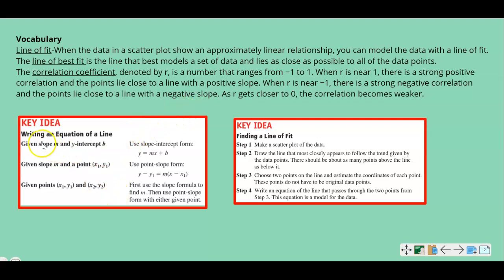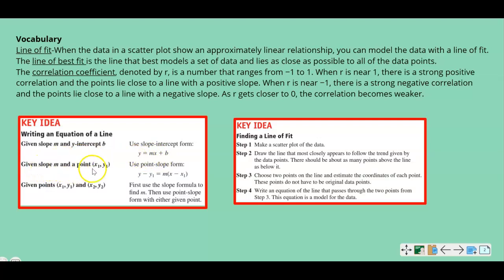All right, key ideas. Write an equation of a line. Given slope and y-intercept, remember your slope is m, your y-intercept is b. Slope-intercept form is y equals mx plus b. You should remember that. You did that both in 8th grade and Algebra 1.